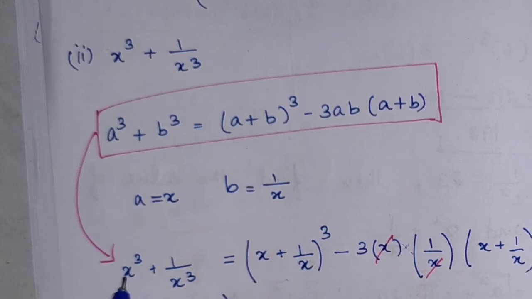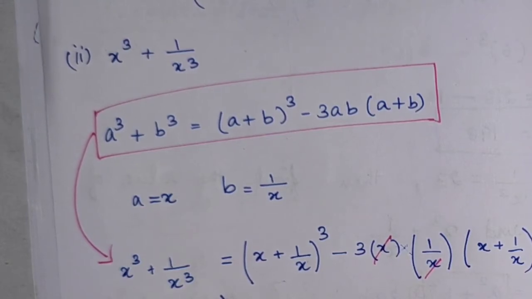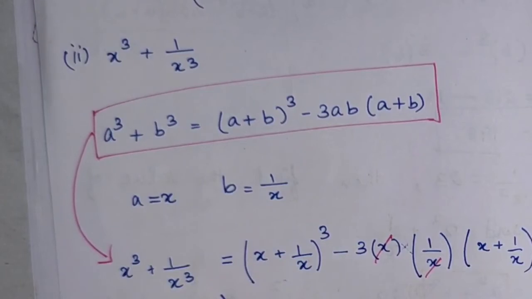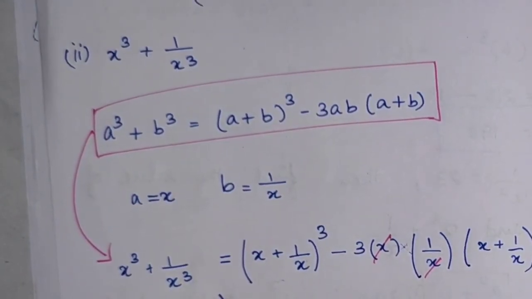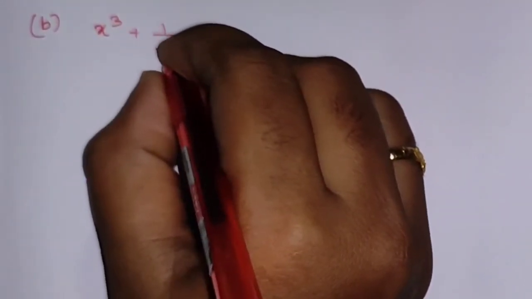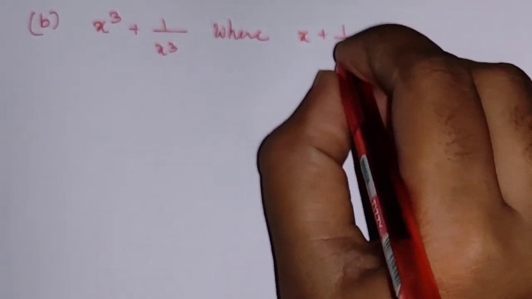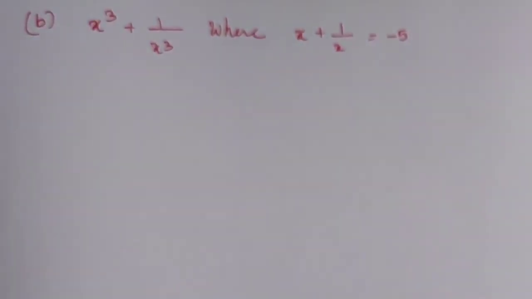So it is the value of x cube plus 1 by x cube, where x plus 1 by x is equal to plus 5. This is subdivision A. Subdivision B will be, we are going to find x cube plus 1 by x cube, where x plus 1 by x is equal to minus 5.